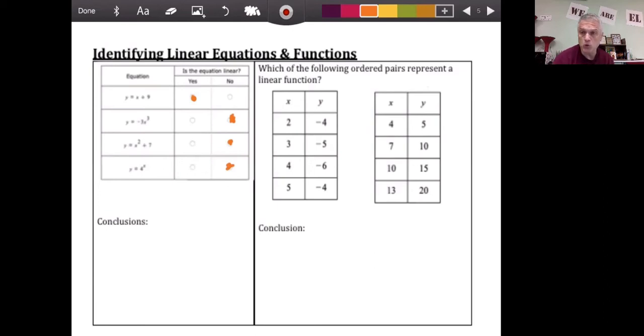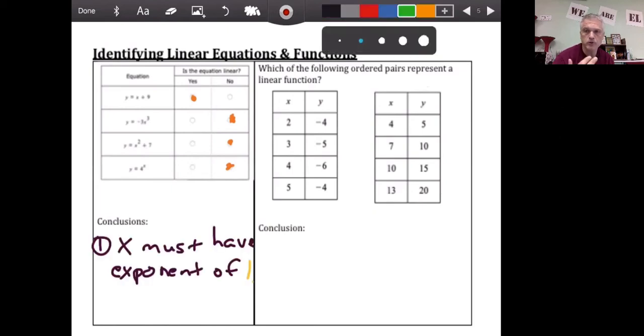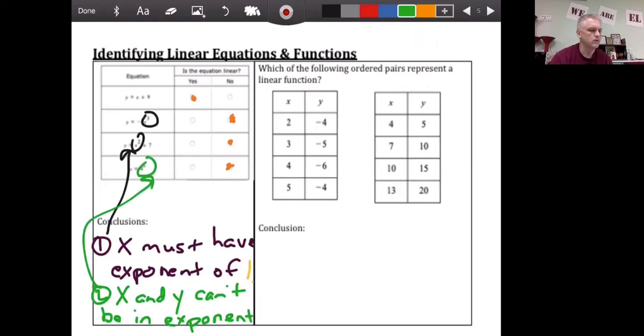So, conclusions. Well, what can we say about our conclusions from these examples? Well, first you can say that x must have an exponent of 1. Okay? In your equation, if there's an x, 1 is the exponent. Second thing that we just looked at is that if there is an x or any variable in the exponent itself, it's not linear. Okay, so those are examples that go with your conclusions.